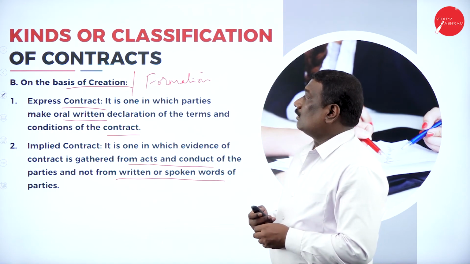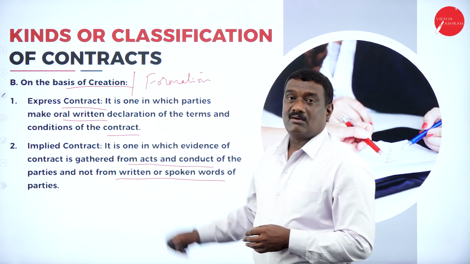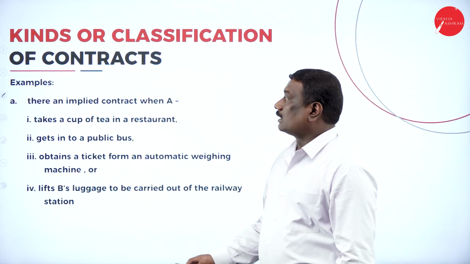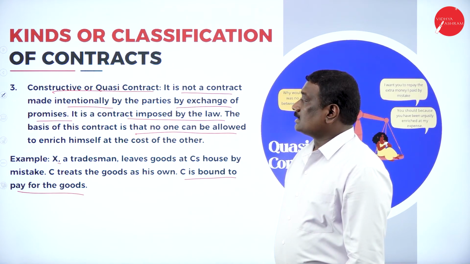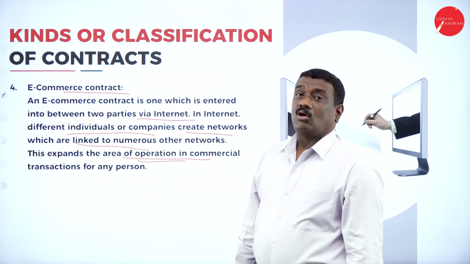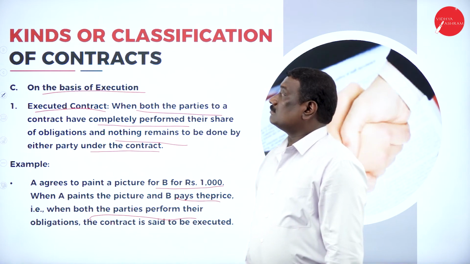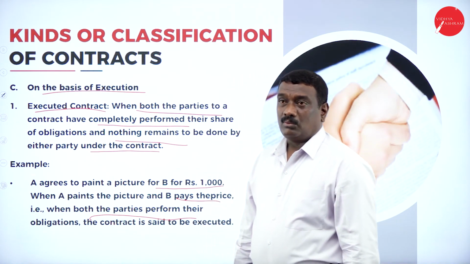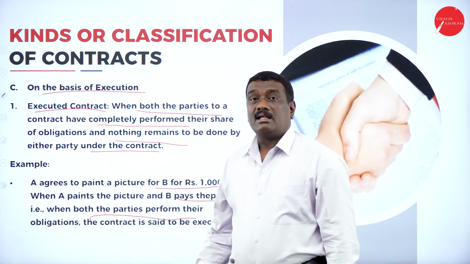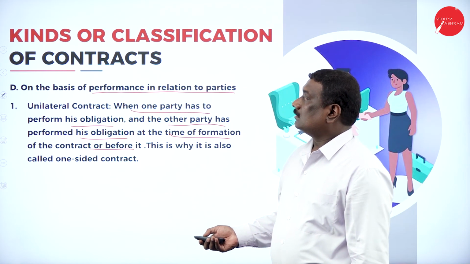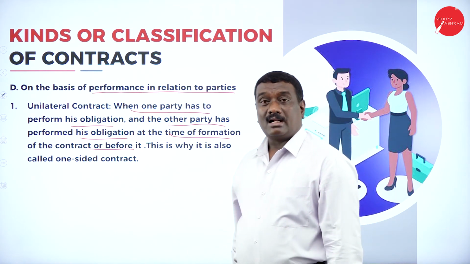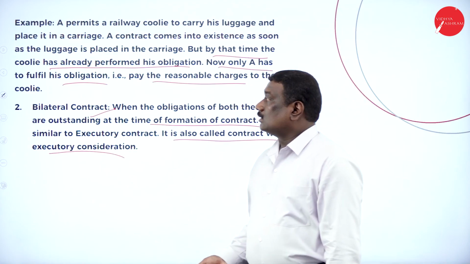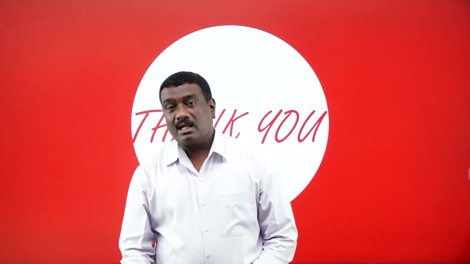Next we have, on the basis of creation, express contract as well as implied contract. Then third is the constructive or quasi contract, and the fourth one is e-commerce contract. The next part is on the basis of execution. We have executed contract and executory contract. Then on the basis of performance in relation to the parties, we have unilateral contract and bilateral contract. So these are the various topics which I covered today in this session.